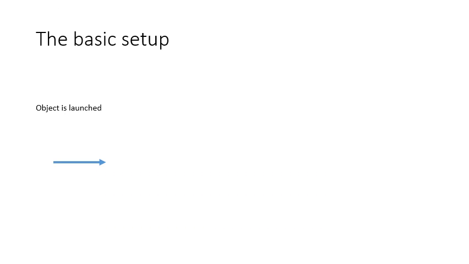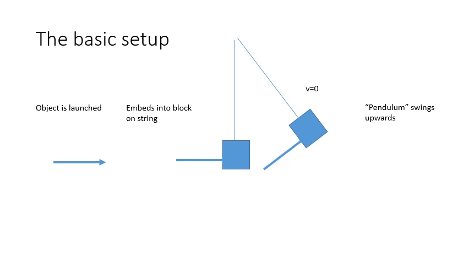The basic setup of it is we've got an object that is launched forward. You can see the little arrow in the picture. It embeds itself into a block on a string, like a regular simple pendulum. And the block goes upward because of the momentum that it gets, and it swings up until it reaches a certain height. The velocity is 0. That's why it's a ballistic pendulum. The little thing embeds itself in and it swings upward.